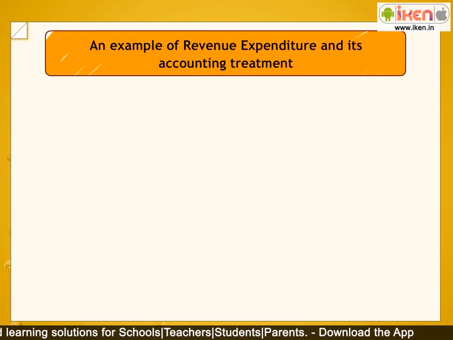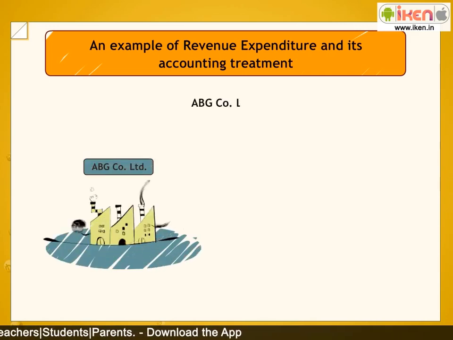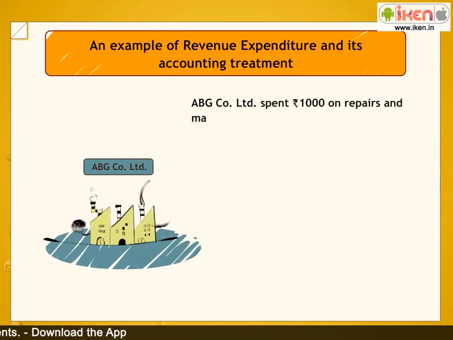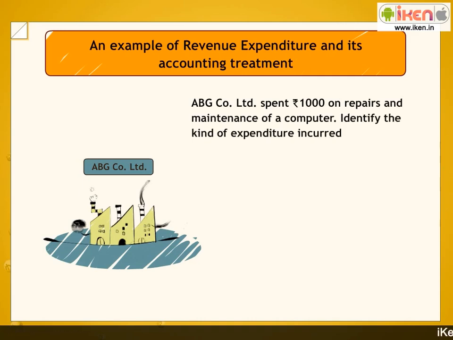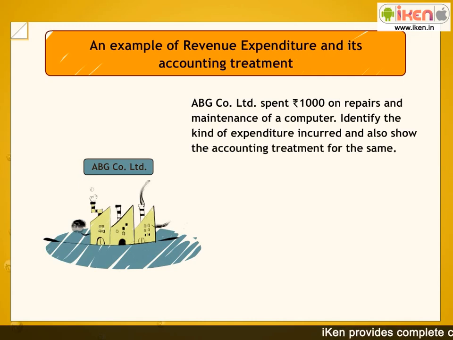An example of revenue expenditure and its accounting treatment. ABG Company Limited spent 1,000 rupees on repairs and maintenance of a computer. Identify the kind of expenditure incurred and also show the accounting treatment for the same.